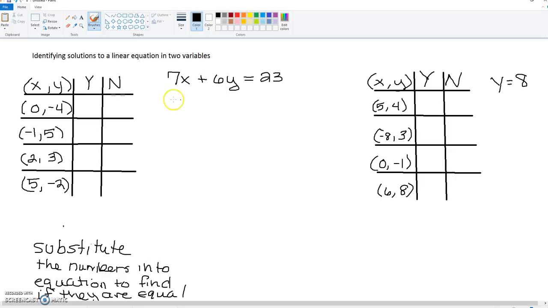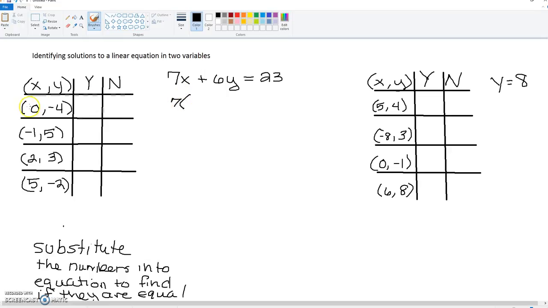It's going to have a column for yes and a column for no. So first, what we need to do is find out if this point is a solution to this equation. Meaning, if we were to draw this line on a graph, does that point exist on that line? To do so, we have to take our numbers and substitute them in.